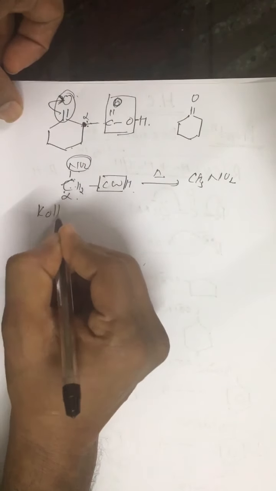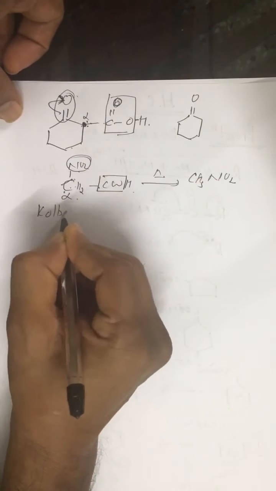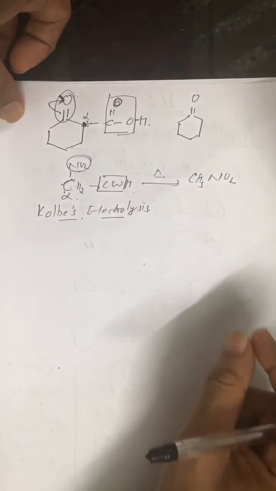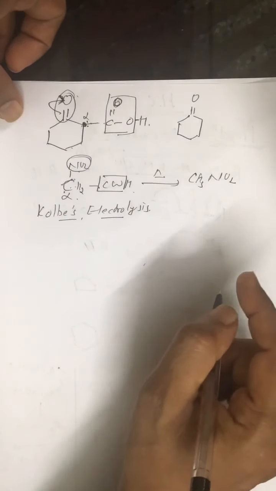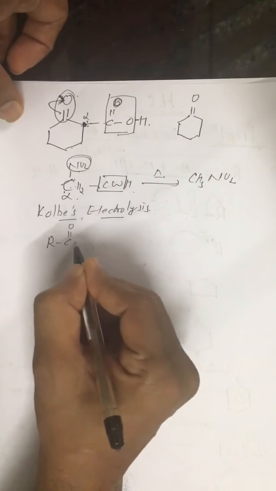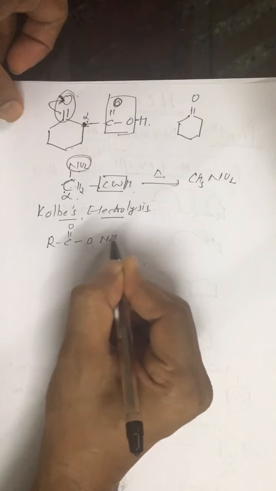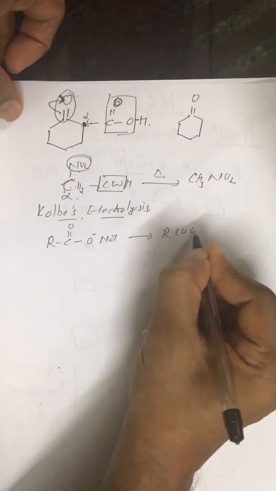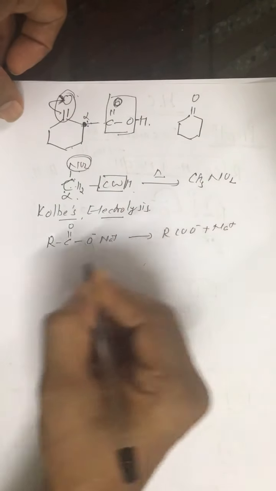And now comes Kolb's electrolysis, or Kolbe electrolysis, in whichever manner you want to pronounce it. Kolb's electrolysis is based on electrolysis of sodium or potassium salts of carboxylic acid. We get RCOO negative plus Na positive.